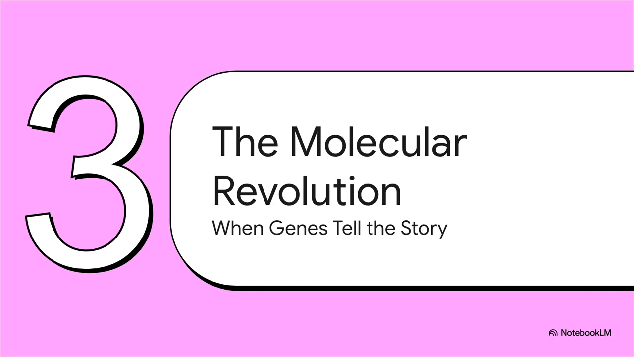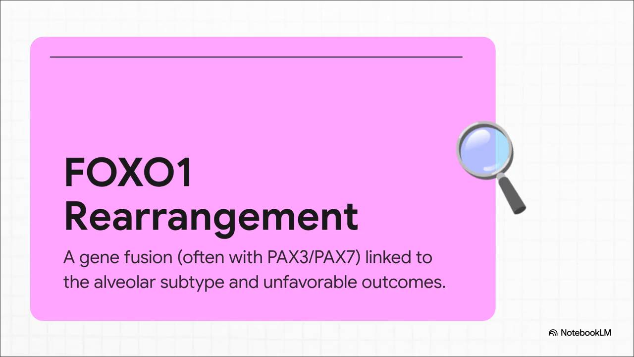And that leads us right into the molecular revolution. We're literally shifting our focus from what the cells look like to what their genes are actually doing, because that is where the real prognostic story is told today. If there is one single gene you need to remember in rhabdomyosarcoma, it's FOXO1. When it gets fused with another gene, usually PAX3 or PAX7, it creates this powerful engine for tumor growth. Finding this rearrangement is one of the most critical prognostic markers we can possibly report.